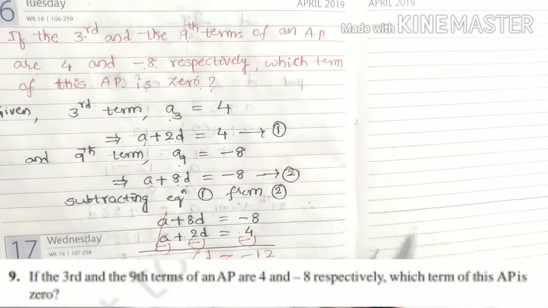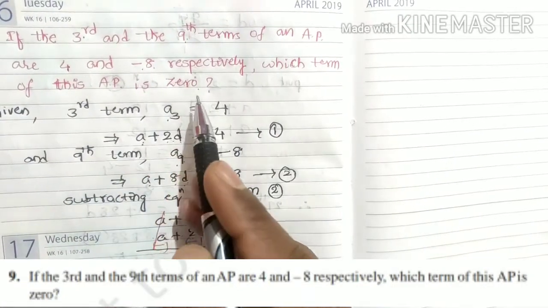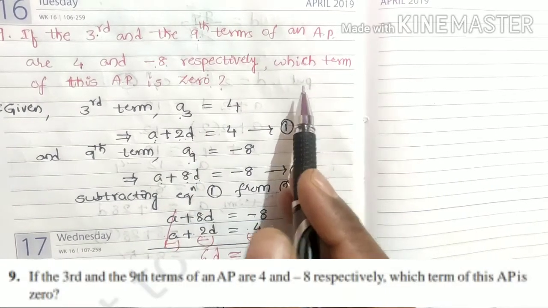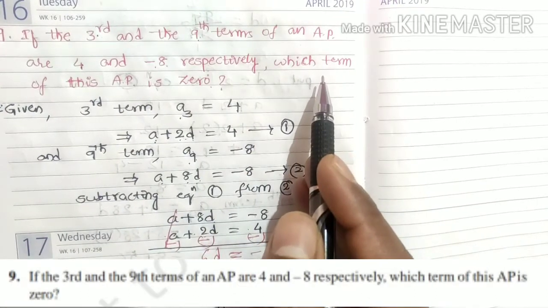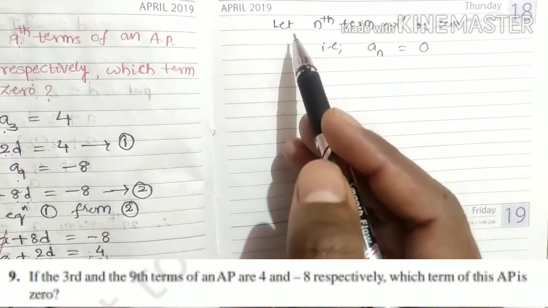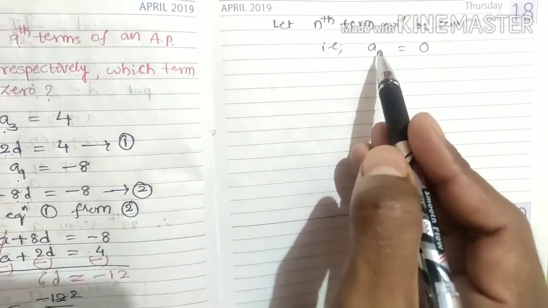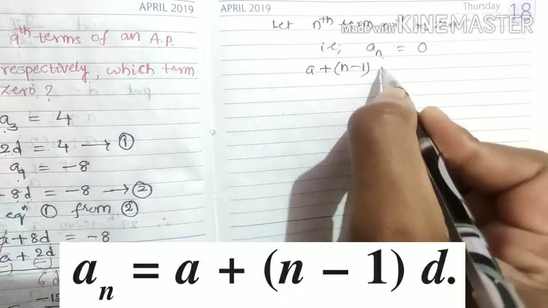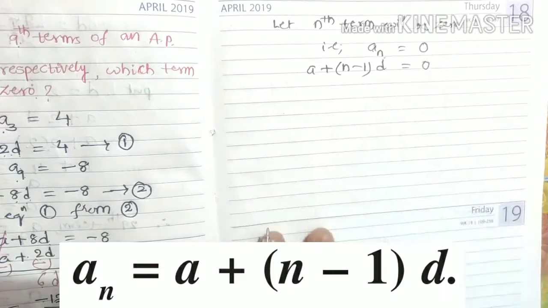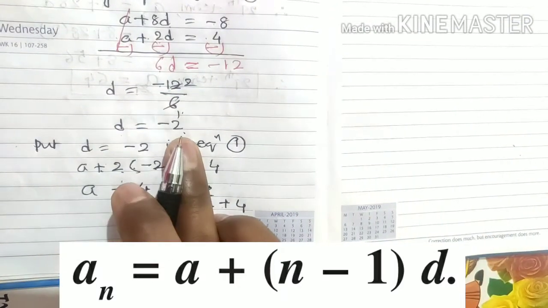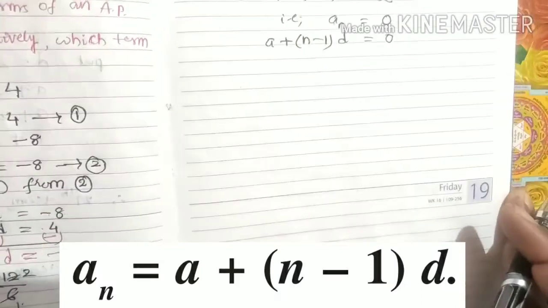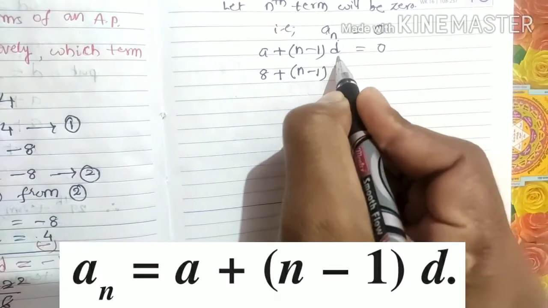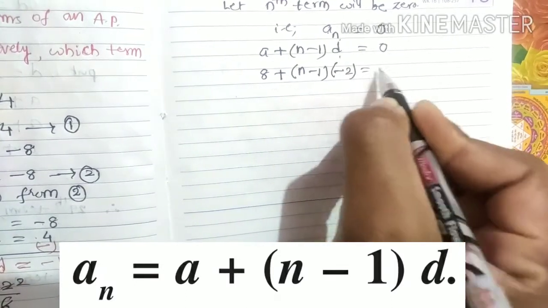And in the question, they are asking us to find which term of this AP is 0. We don't know the position of that term 0, so we will think that it will be the nth term. 0 will be the nth term of this particular AP. So we will write, let nth term will be 0, that is an is equal to 0. The an formula is a plus n minus 1 into D equal to 0. A value is 8 and D value is minus 2. We will substitute here. 8 plus n minus 1, n value we don't know, that we need to find, into D value minus 2, equal to 0.